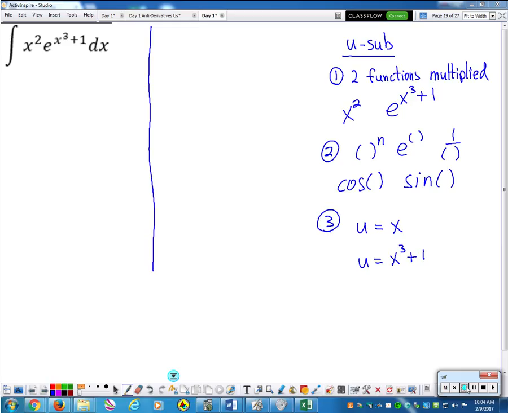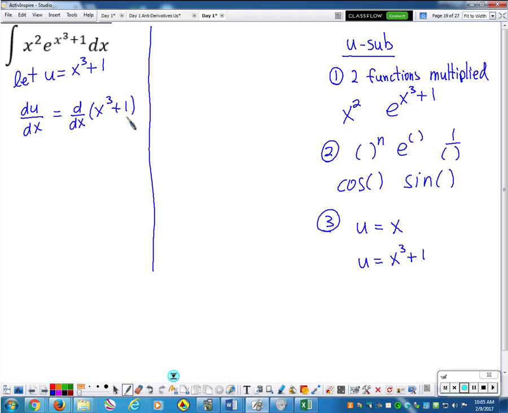Let u equal x cubed plus 1. Nice. Heidi, please. And then do d over dx of u, in this case, d over dx of u equals d over dx, the derivative of x cubed plus 1. No, d over dx is fine. You said it just perfectly.